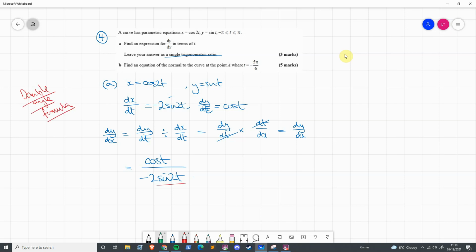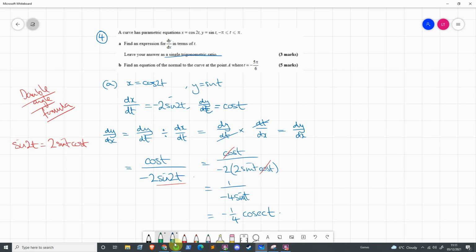The one for this one specifically. So sine 2t equals 2 sine t cos t, if I'm not mistaken. Is that what I've got written down? Yes. Okay, so we can simplify that to cos t over minus 2 times 2 sine t cos t. The cos t's now cancel out. So I get 1 over minus 4 sine t. I guess you could leave it like that, or you could put minus 1/4 cosec t if you really fancied it.